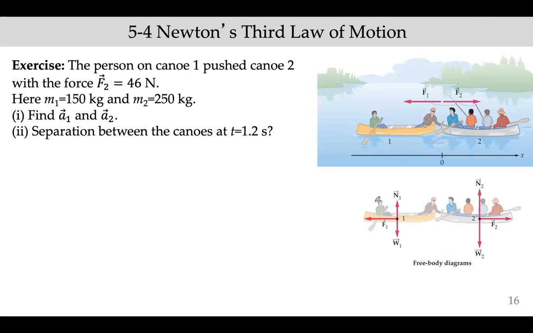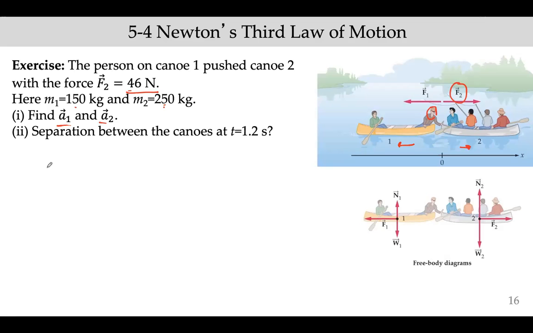Okay, so now we're going to do this exercise where there are two canoes. The person on canoe 1, this person here, is pushing canoe 2 with force F2, which is given to be 46 newtons. The masses of the canoes are different. Of course, if this person is pushing canoe 2 to the right, canoe 1 will move to the left and canoe 2 will move to the right. Because the masses are different, the accelerations will be different.